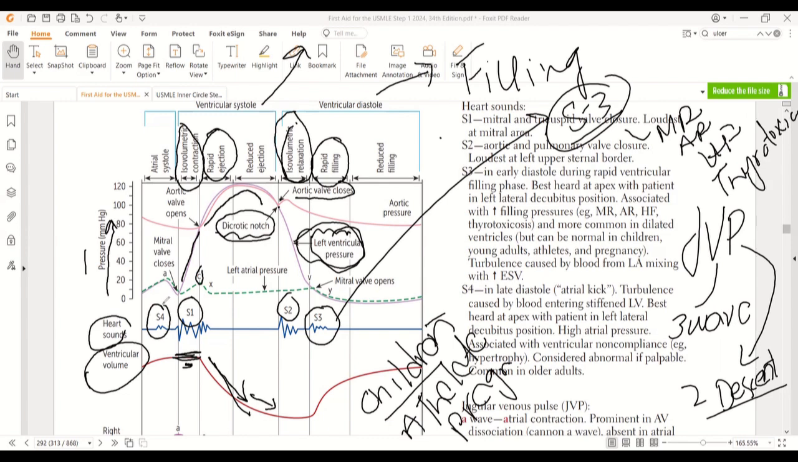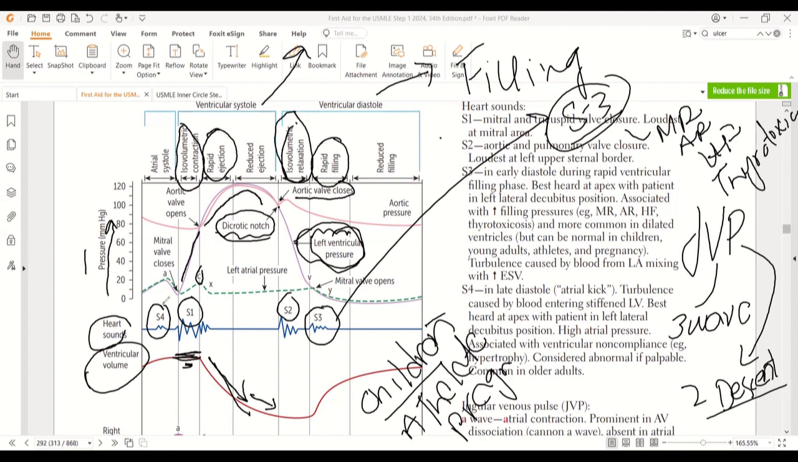Another sound is S4. S4 is produced by the contraction of the atria, when the atrium contracts against a hypertrophic ventricle. What conditions lead to hypertrophy of the ventricle? Chronic pressure overload: hypertension, aortic stenosis, and old age, right? So the mechanism of S4 is the atria contracting against a hypertrophic ventricle.